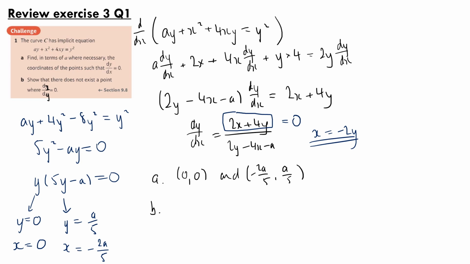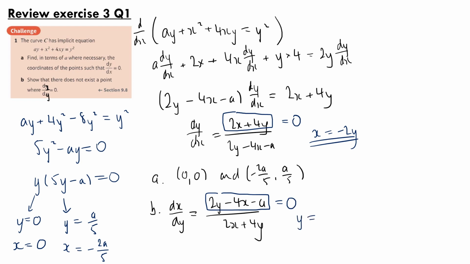So we know what dy by dx is. That's 2x plus 4y over 2y minus 4x minus a. So we have that dx by dy is equal to 1 over dy by dx. So 2y minus 4x minus a over 2x plus 4y. And for this to be equal to 0, we now must have that 2y minus 4x minus a is equal to 0. So here we have that y is equal to 2x plus a over 2.